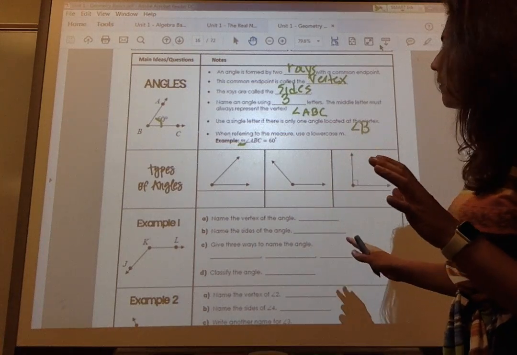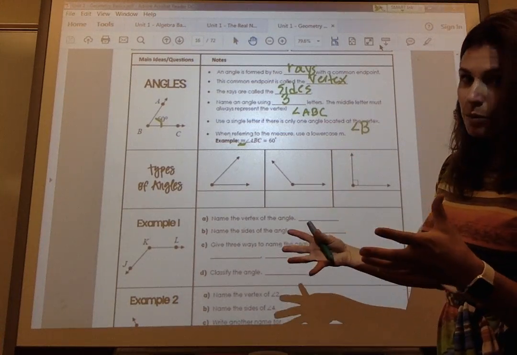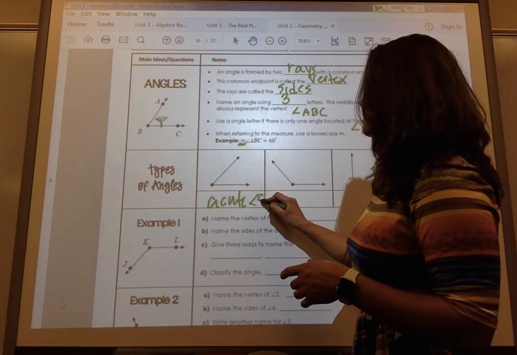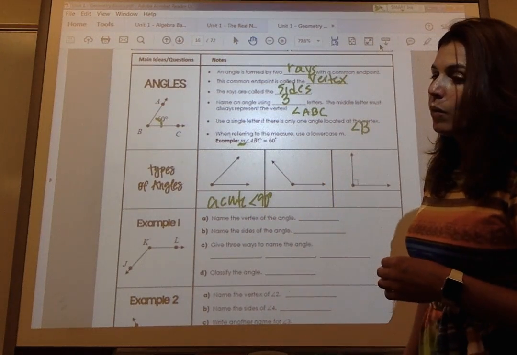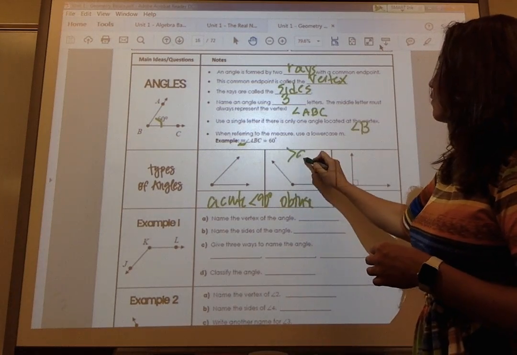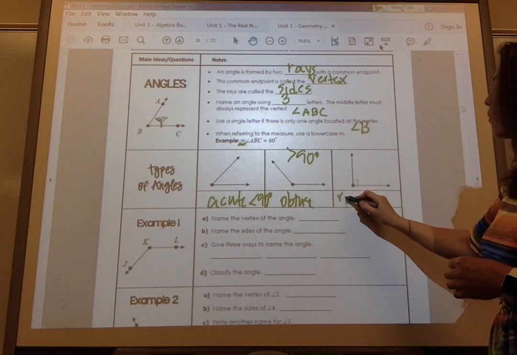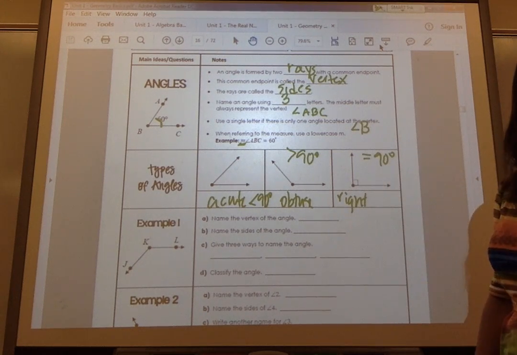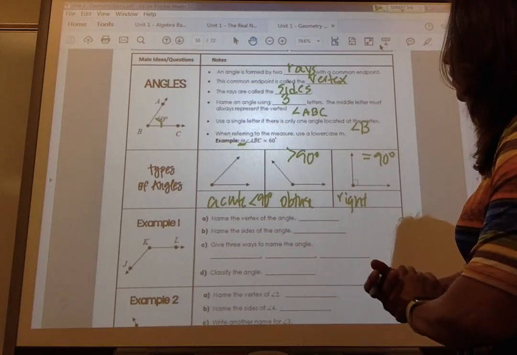There are three types of angles. This is review from elementary school, but we have an acute angle. An acute, we know, is less than 90 degrees. We have an obtuse angle, which is greater than 90 degrees. And we have a right angle, which is equal to 90 degrees. So that's easy, simple. You've seen that before.